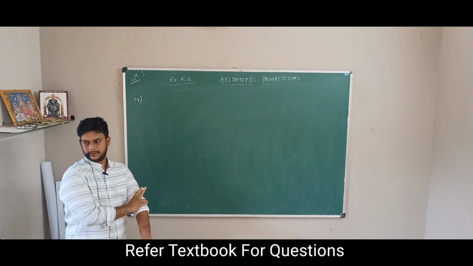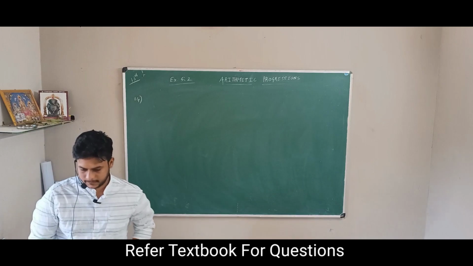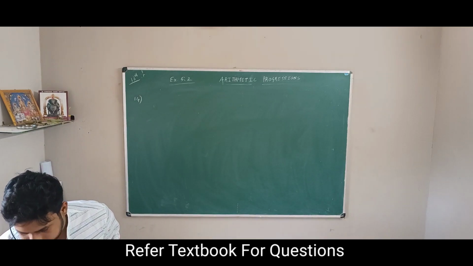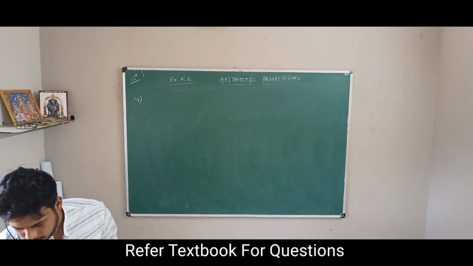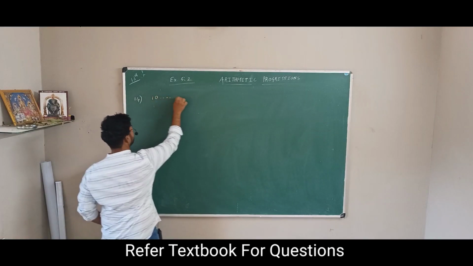Read the question. How many divisibles are common between 10 and 250? Multiples of 4 between 10 and 250.